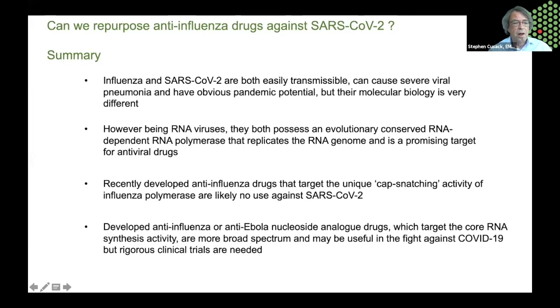I hope so. Influenza and SARS are pretty similar in some respects, but basically their molecular biology is very different. They are both enveloped viruses. They both infect the respiratory tract, and in their severest form, they can both cause viral pneumonia and hyperinflammation of the lungs. Both are easily transmissible via droplets. Both have proven pandemic potential and potentially kill hundreds of thousands, if not millions, around the world.